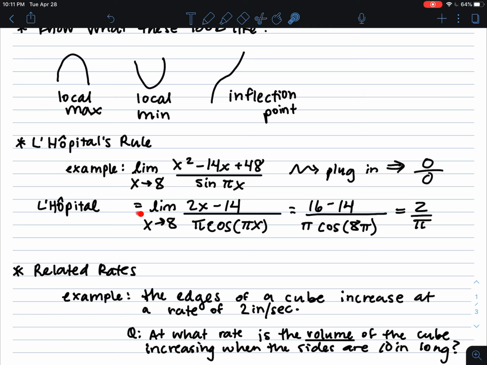So this will be the limit as x approaches 8 of the derivative of x squared minus 14x plus 48, which is 2x minus 14. And the derivative of sine of pi x is cosine of pi x times the derivative of pi x, which is just pi, so that's where we get this pi out front. And when we plug in x equals 8, we get 16 minus 14, which is 2, and pi times the cosine of 8 pi, because the cosine of 8 pi is the same as the cosine of 2 pi using the unit circle, or you could just plug it into your calculator. And this is 1. So we get pi times 1, which is pi.